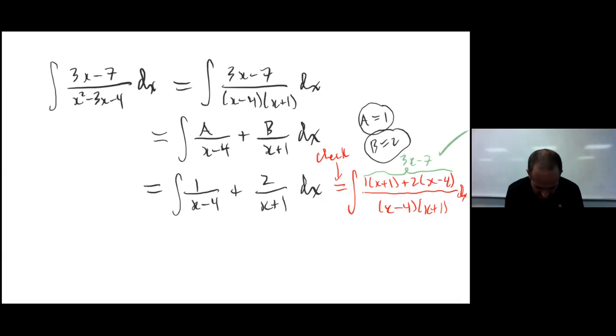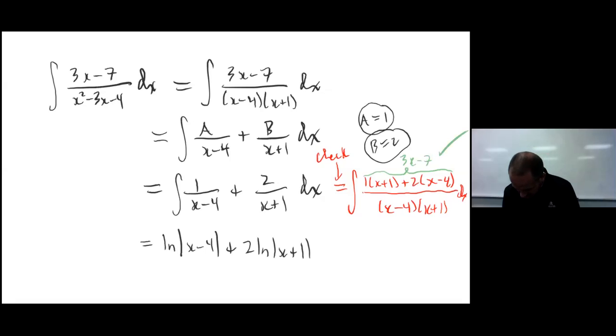But going back over here, I'm ready to roll in terms of finding the integral of this. This would be the logarithm of what? Yeah, the natural log of the absolute value of x minus 4 plus 2 times the log of the absolute value of x plus 1, plus a constant. Now, let me reiterate that that is the answer, right? So we're done at this point. There are ways to simplify this, though.